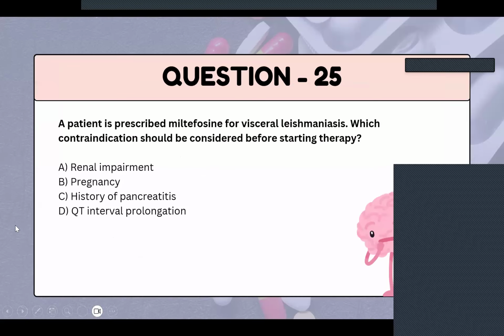A patient is prescribed miltefosine for visceral leishmaniasis. Which contraindication should be considered before starting therapy? A. Renal impairment. B. Pregnancy. C. History of pancreatitis. D. QT interval prolongation.